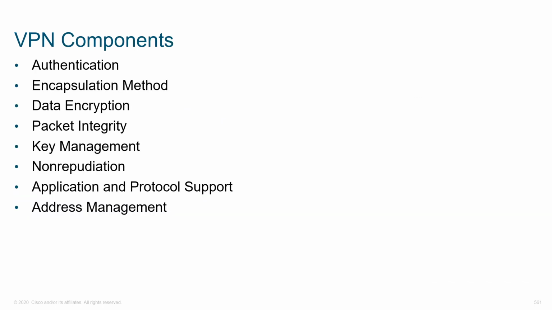So various VPN components. To bring up a VPN, we have to authenticate. Then both sides need to agree upon the following: encapsulation method, maybe AES, data encryption, the packet integrity. What are we going to use for key management? How are we going to handle non-repudiation? How are we going to handle application and protocol support? Do we need to push down anything like a software firewall? Are we going to push down IP addresses to those remote users?